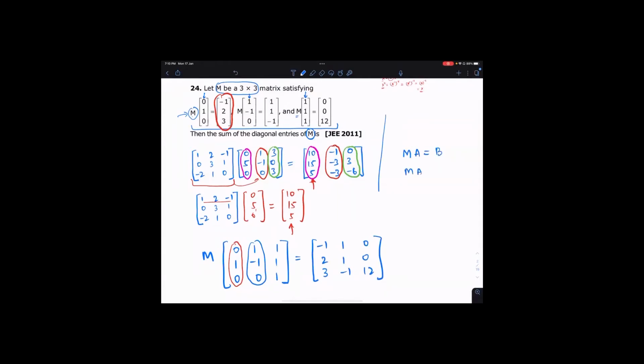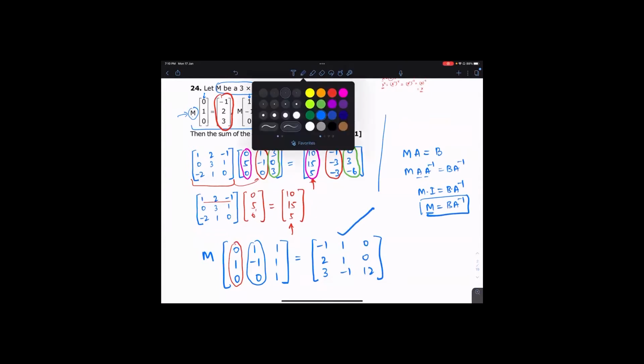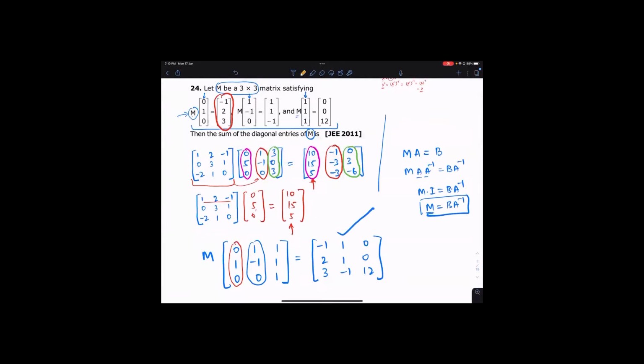So multiply with A inverse on both sides. A into A inverse is I only. M into I is equals to B into A inverse. What is M into I? M only. Any matrix into identity matrix is the same. That's it. To get the matrix M, you need to multiply the matrix B with A inverse. So basically, you need to find the inverse of this matrix.